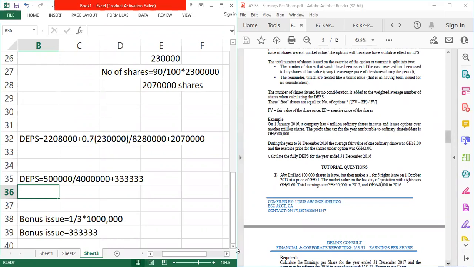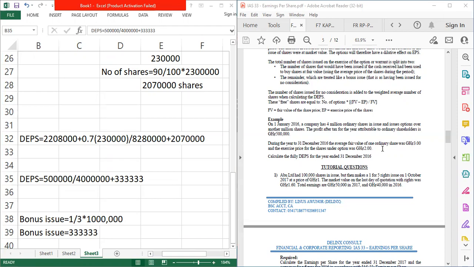Linus. Yeah. Please, where did you get that 1/3 from? The bonus issue, 1/3. You see, the actual market price of the shares is what? 3 cedi. But we are saying that they should exercise the right for what? 2 cedi. So the difference is the 1 cedi, which is the bonus issue.